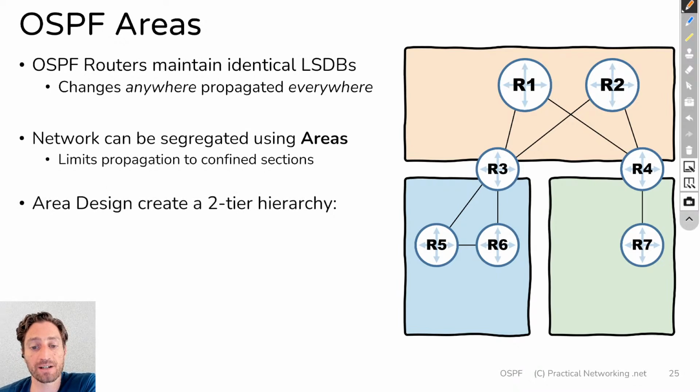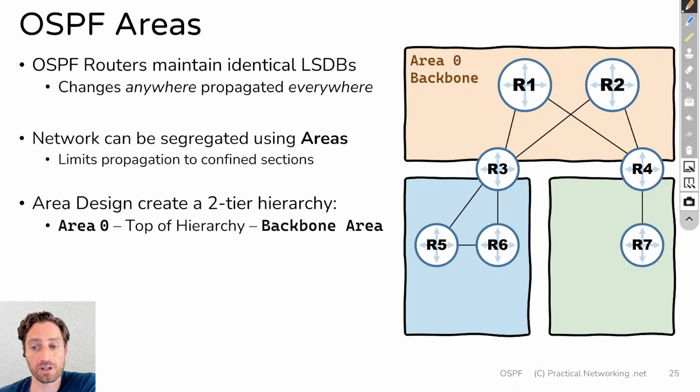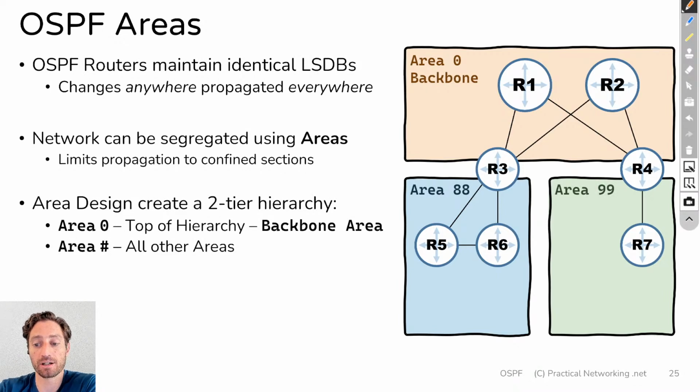OSPF areas allow for a 2-tier hierarchy. First, you have area 0 at the top. This is known as the backbone area. And then you have every other area. In this case, our blue area over here, we're calling area 88, and our green area over here, we're calling area 99. That's the two-tier hierarchy. You have everything, and then the top of the hierarchy is area 0.